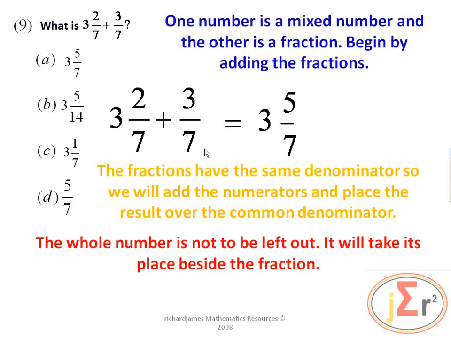So what is our answer? 3 and 5/7. And that is represented by option C. No, it is option A. Alright, so Jerry is correcting me. It is represented by option A.